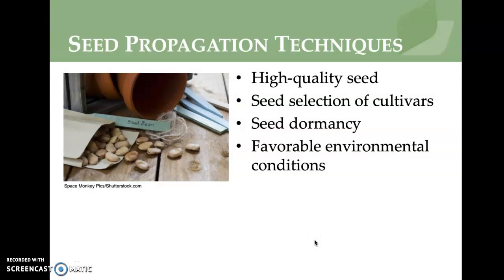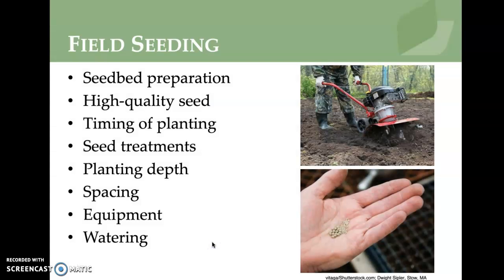Seed propagation techniques. You want to start with high quality seed selection of cultivars. You might be picking something specifically for the crop that you want to harvest. You have to look at the environmental conditions that you need to use for that seed too. They also talk about field seeding. The first thing you want to do is select your site, prepare that seed bed, select your high quality seed, time it correctly. Do any seed treatments that you might need to do.